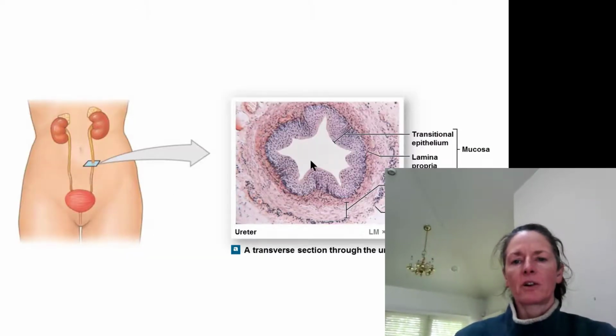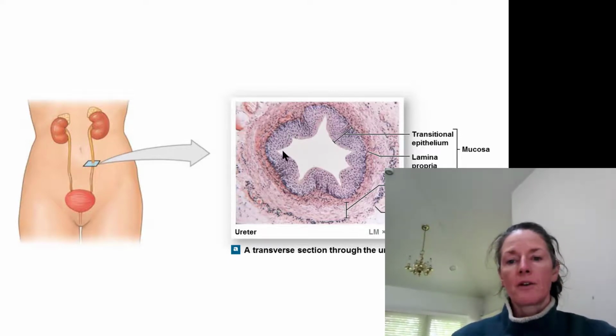All right, so if we look at it in cross-section, and a lot of you have seen this in the lab, it's kind of a slit shape. It's not completely rounded. Here we have our transitional epithelium, very obvious, multiple layers. It looks almost like stratified squamous, except it does not get flatter as we get towards the top. All the cells are nice and plump and kind of rounded.